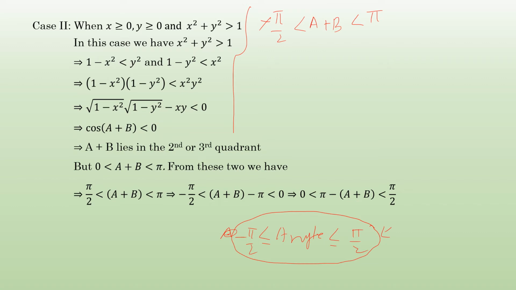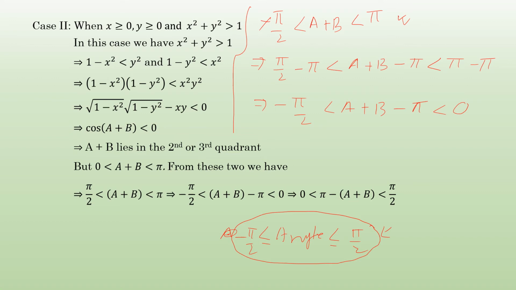So to bring this to the principal branch, I am taking a minus pi on all sides. Actually this one, pi by 2 is already here, taking minus pi here, then a plus b is already here, then taking minus pi, and then pi minus pi. So this is our next line, minus pi by 2, then a plus b minus pi, and here it is 0.